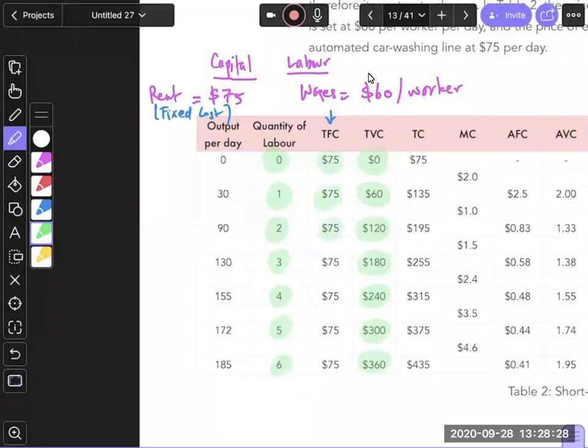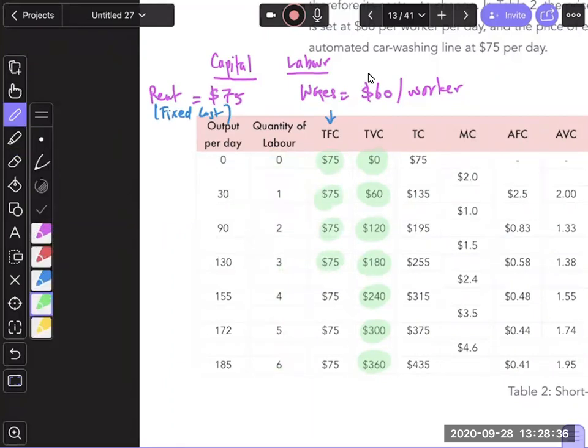Does that make sense? So this plus this is equal to 75. Total fixed cost plus total variable cost is your total cost. It is increasing by 60. Very good job. Total cost is increasing by 60 as you go on. Isn't that true? Do you all agree?